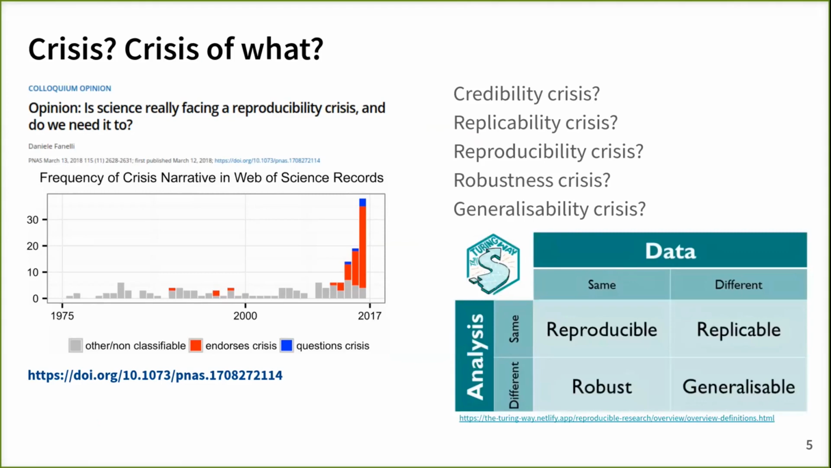So when I say reproducible, I follow this definition that's nicely summarized by the Turing Way book on reproducible research that everybody should know. And I recommend you take a look at that. Here reproducible means that we have the same analysis, the same method, really the same code as the original authors, and we try to execute the same workflow on the same data set. And then there are other terms, namely replicable, robust, and generalizable, which vary if I use the same or different data, or the same or a different analysis.